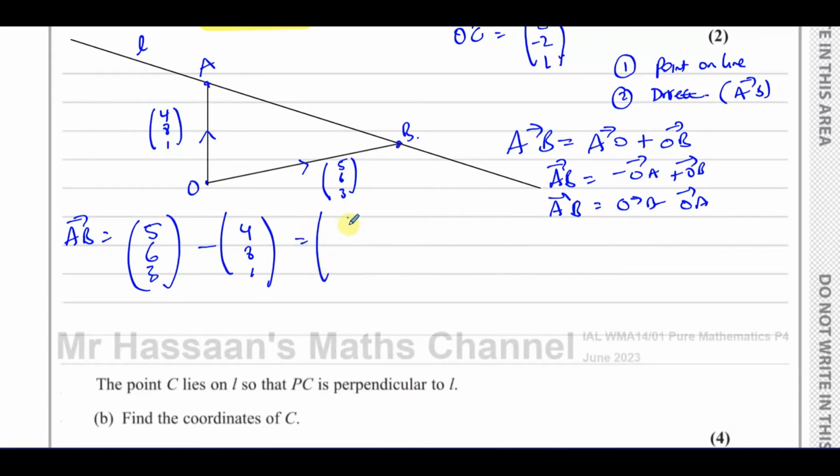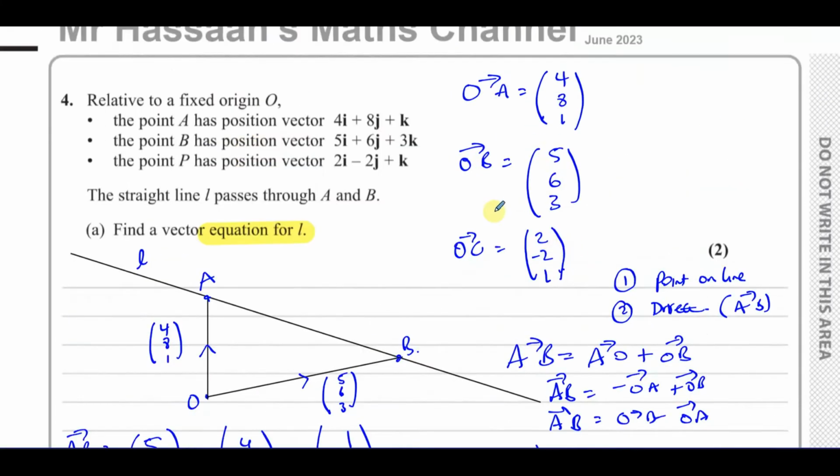So 5 minus 4 is 1, 6 minus 8 is negative 2, 3 minus 1 is 2. So that's the vector from A to B. So we can say that the equation of the straight line r is given by a position on the line. So we can use OA or OB. So we can say (4, 8, 1) plus, and we can use a scalar factor.